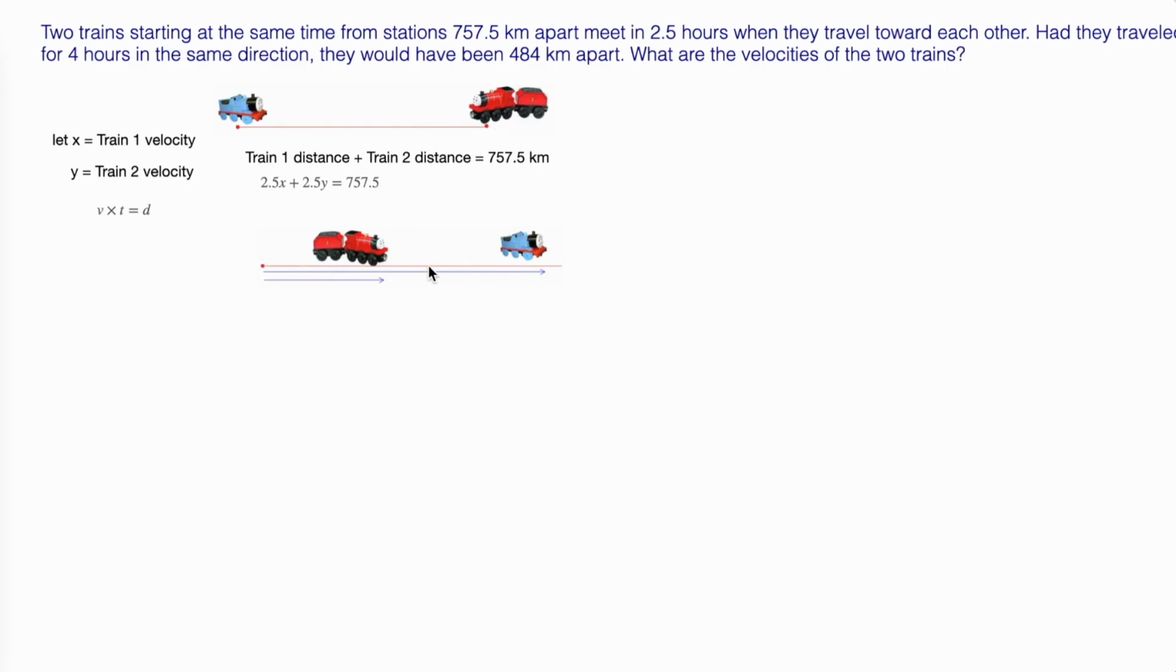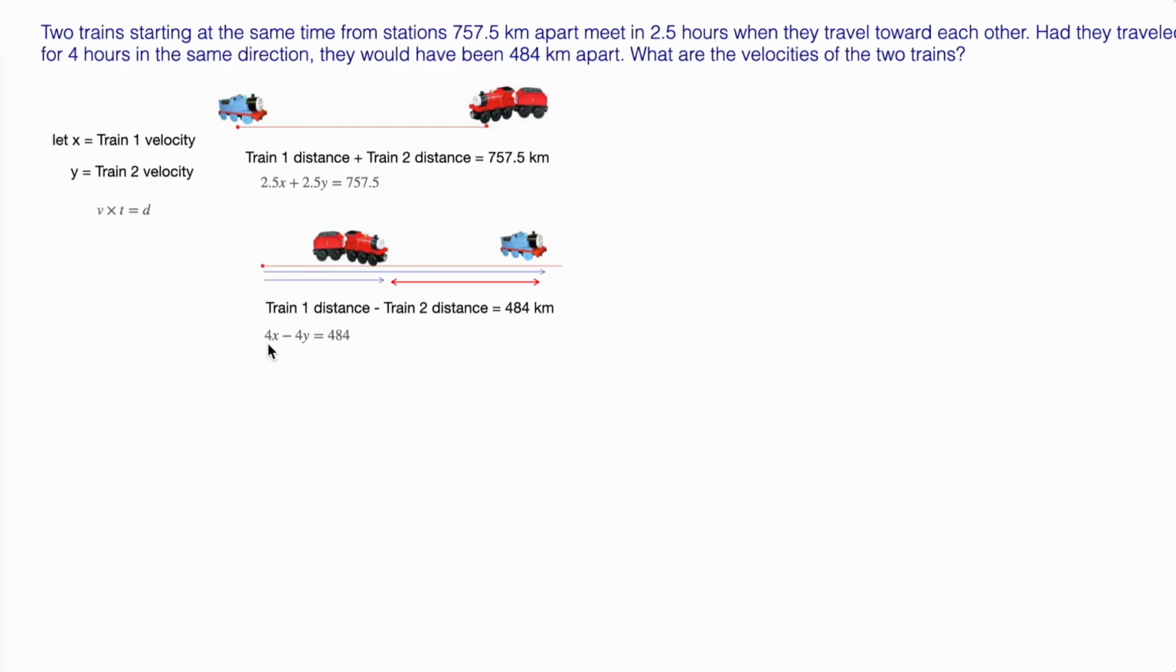For the second situation, the two trains start at the same spot, but train 1 goes a lot further. The distance that it travels further is, they would have been 484 kilometers apart. So this distance is 484 kilometers. We would get this distance by subtracting the distance that train 2 traveled from the distance that train 1 traveled. Train 1's distance take away train 2's distance is equal to the 484 kilometers. Train 1's distance in 4 hours is 4 times x, and train 2's distance in 4 hours is 4 times y. 4x take away 4y is 484. We have two nice equations.